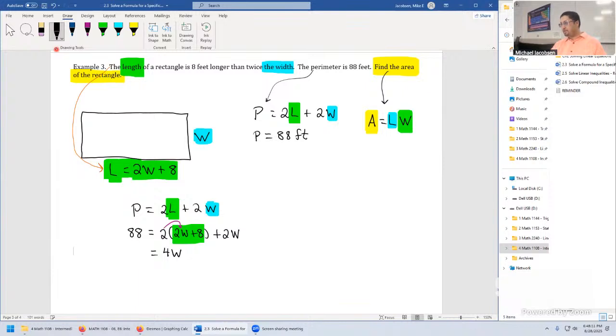That was supposed to be a capital W. It's becoming lower and lower case as I go. Let me fix that. Then 2 times 8 is going to be plus 16, plus 2 times W. So this is the result of the distributive law on the right-hand side. Left-hand side is still just 88.